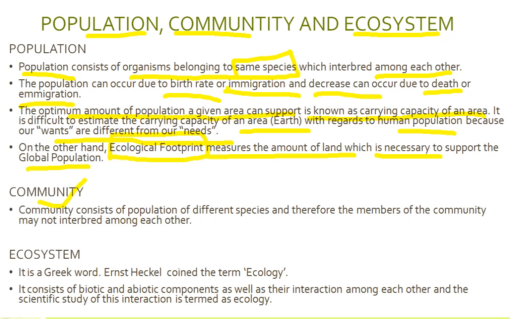Now let us understand what is community. Community is different from population because it consists of population of different species, and therefore the members of the community may not interbreed among each other.